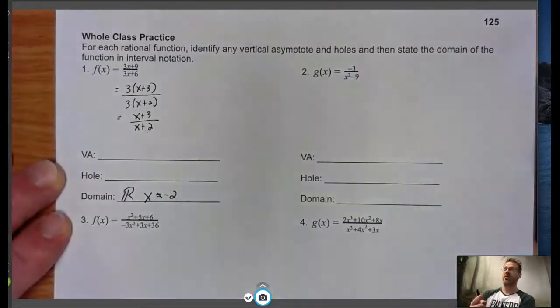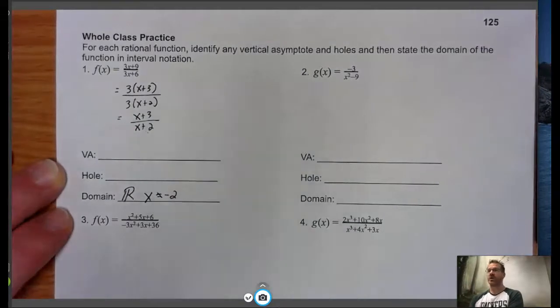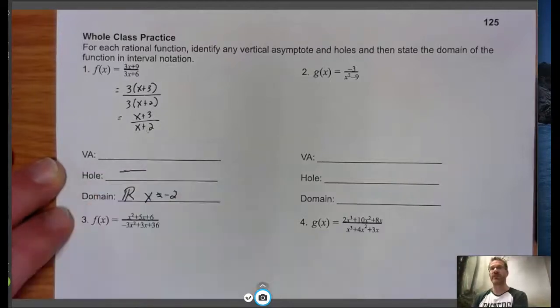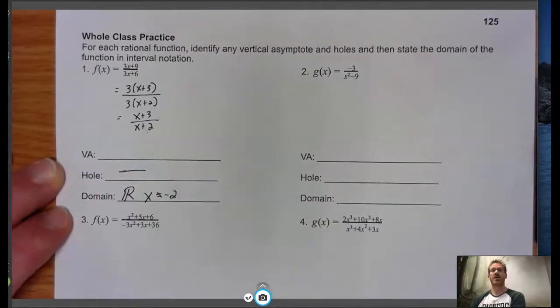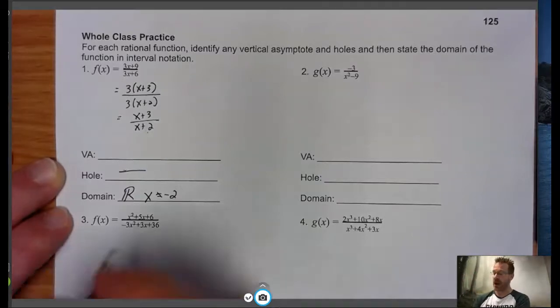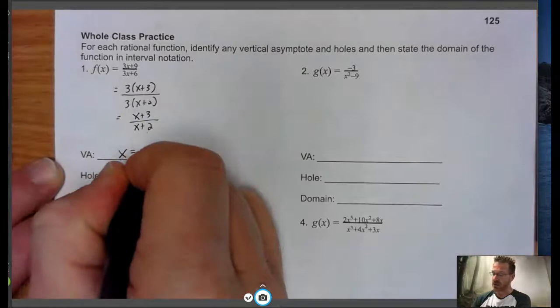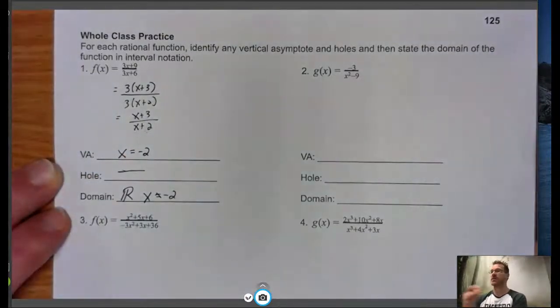So it can either be a vertical asymptote or a hole. Well, notice, is x plus 2 common to the numerator? Is that a common factor that we can divide out to get 0? And the answer is no. And so if we do not have any common factors in the numerator and the denominator, we will not have any holes. So what this tells me is that this is just a vertical asymptote, and that vertical asymptote would be at x equals negative 2. And that's our process.